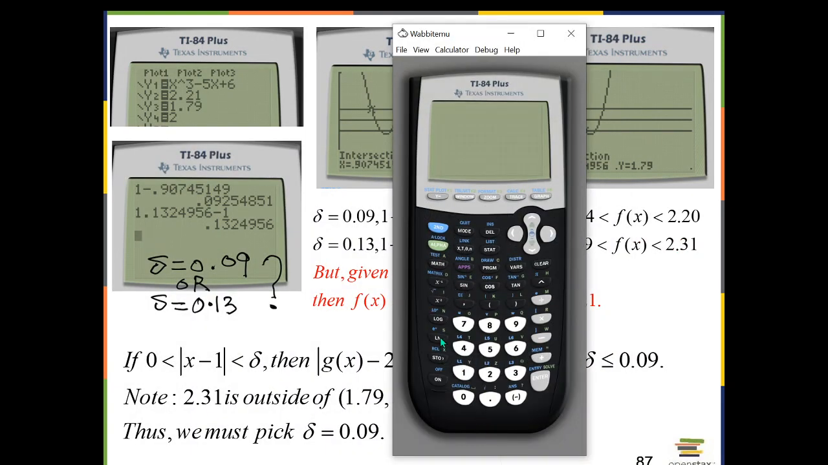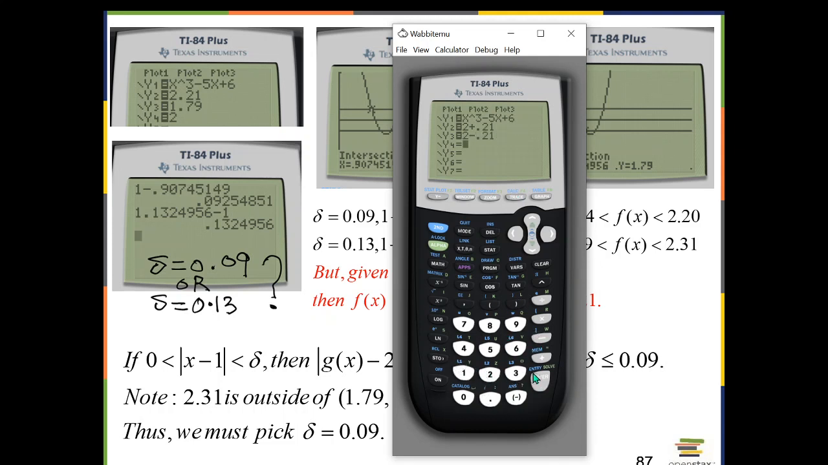Well, let's use a calculator. So what I'm going to do, I'm going to put the function in the calculator, x to the third minus 5x plus 6. And in y2 and y1, I'm going to put L plus epsilon and L minus epsilon. Remember, L was 2, right? So I'm going to put 2 plus epsilon, which was 0.21. Remember, we're supposed to use 0.21. So that's 2 plus 0.21, which is 2.21, but you could just put it like that. And then 2 minus what?